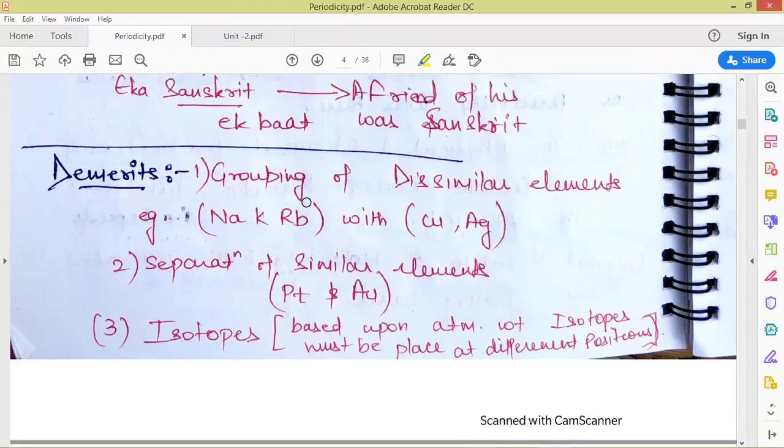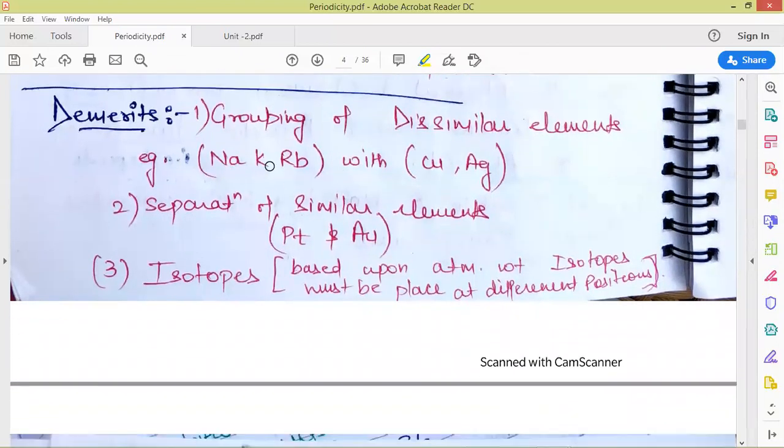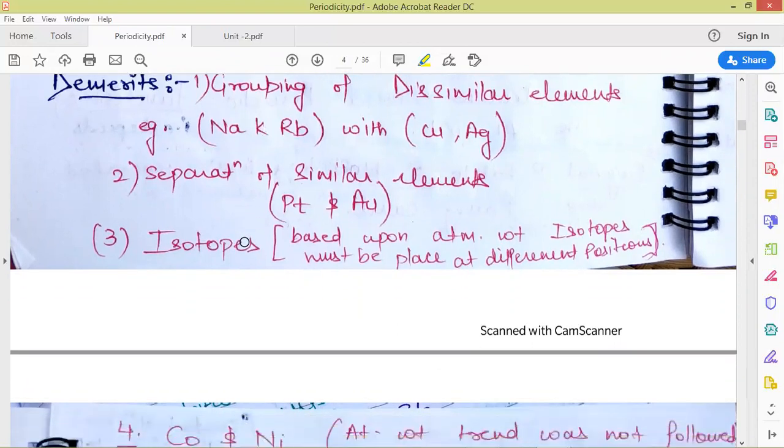Now coming to the demerits, somehow he grouped some dissimilar elements, like he grouped sodium, potassium and rubidium with copper and silver based upon the valency exhibited by them, based upon the oxides formed by them. So these were exhibiting the same valency, so he grouped the dissimilar elements together. Separation of similar elements was the demerit of his periodic table.